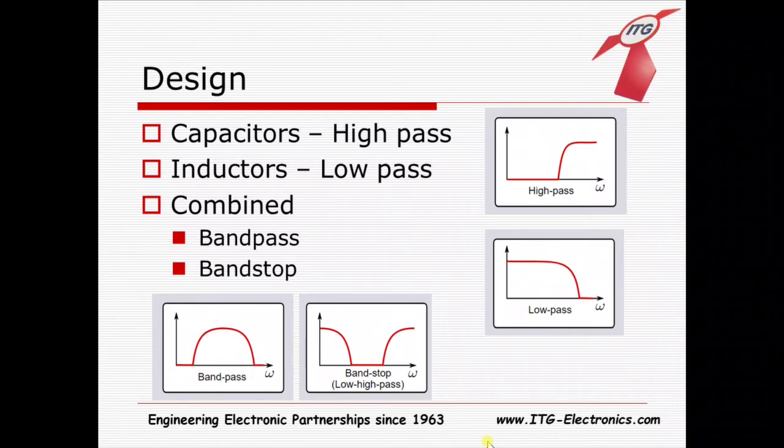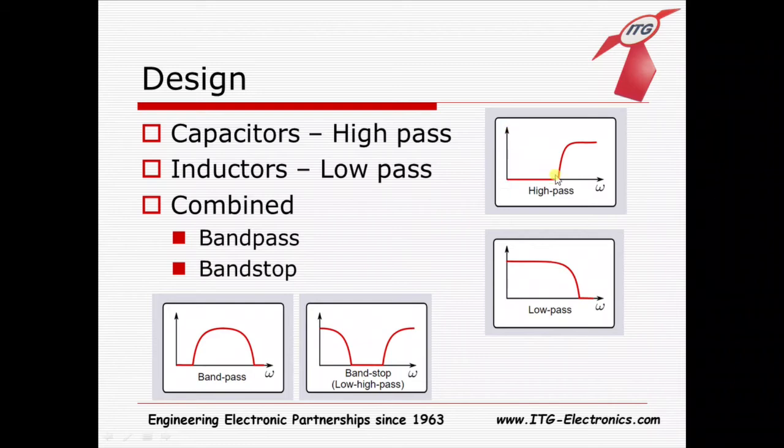So with the combination of these two, whether they're in series or one in series, one in parallel, various combinations can get you these different classes of filters. So as you can see here, there's high pass, low pass, band pass, and band stop. Also called a low high pass, but typically band stop is the term used.